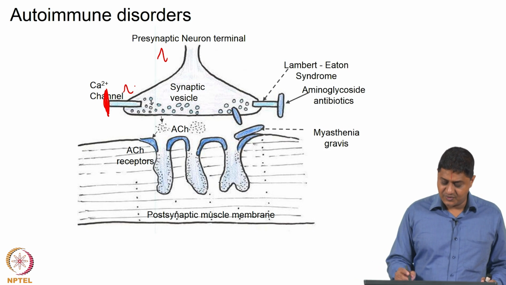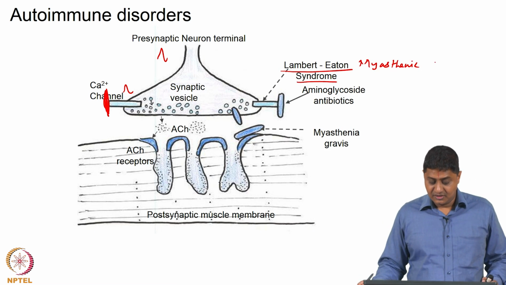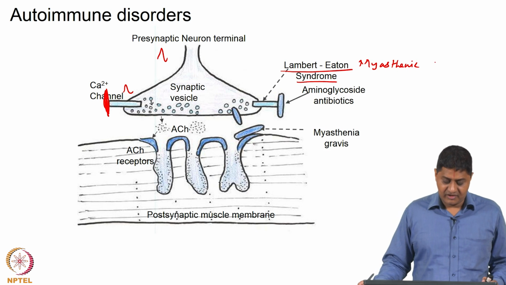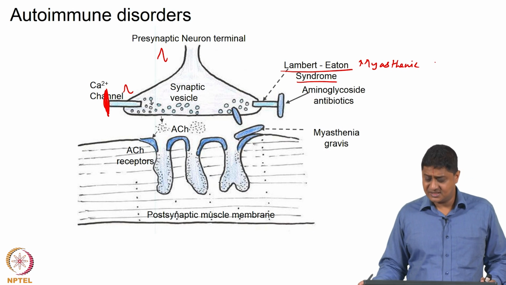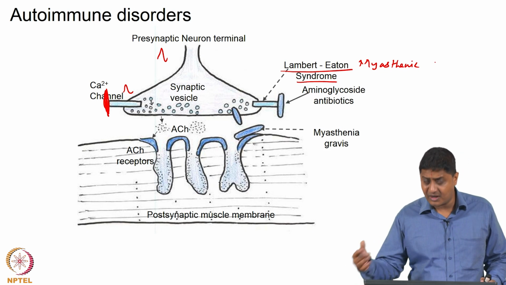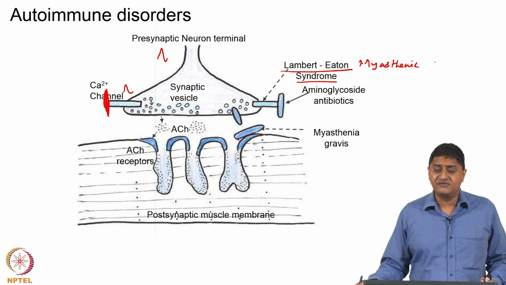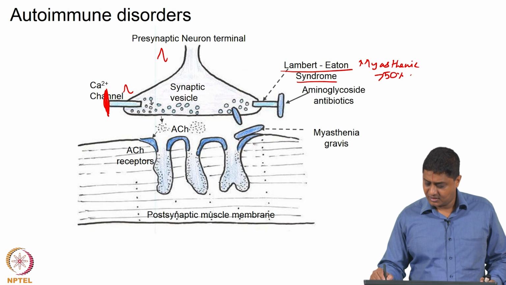This situation is called Lambert-Eaton myasthenic syndrome. Lambert-Eaton myasthenic syndrome is due to blockage of calcium channels by the immune system in an autoimmune disorder. Usually this happens as a side effect, as one of the problems associated with cancers. In more than 50% of cases, Lambert-Eaton myasthenic syndrome is due to cancers.